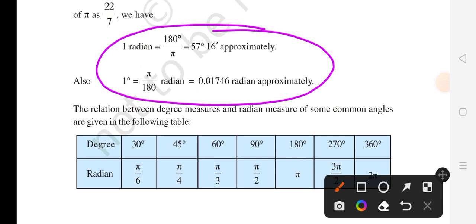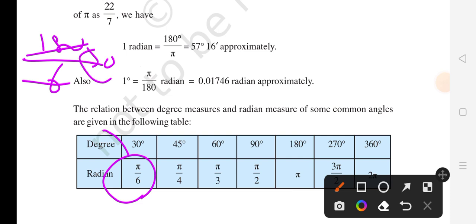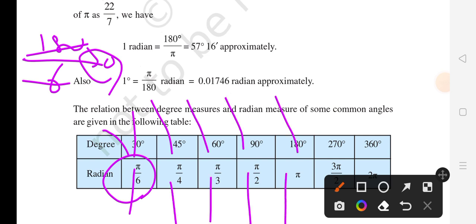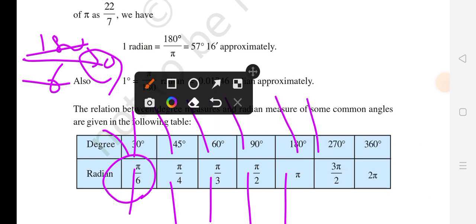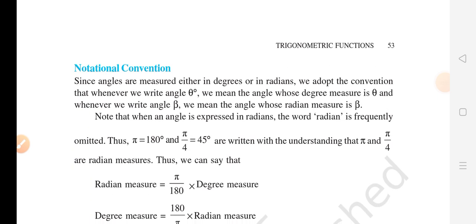Now in degree and radian measurement we can learn some crucial angles. 30 degree is written as pi by 6, since 180 divided by 6 is 30 degree. So 30 degree is pi by 6 radian. 45 degree is pi by 4 radian. 60 degree is pi by 3 radian. 90 degree is pi by 2 radian. 180 degree is pi radian. 270 degree is 3 pi by 2 radian. 360 degree is 2 pi. These are the values in degree and radian.